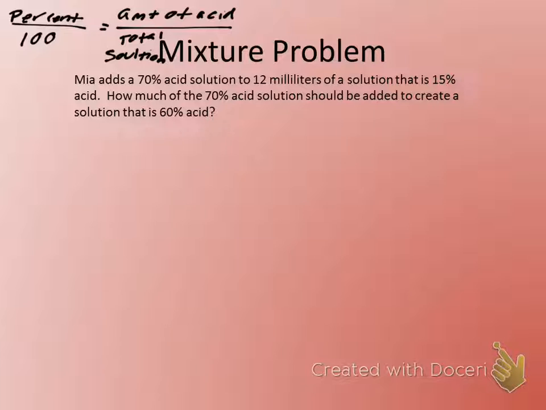It says that final solution we want it to be 60% acid, which means it's going to be 40% other stuff. All right, so the way you set this up, and I like this table setup, I think it helps you pay attention to what you're doing. You label it, you have a two row table. The first row you're going to label amount of acid, and then the bottom row, you label total solution.